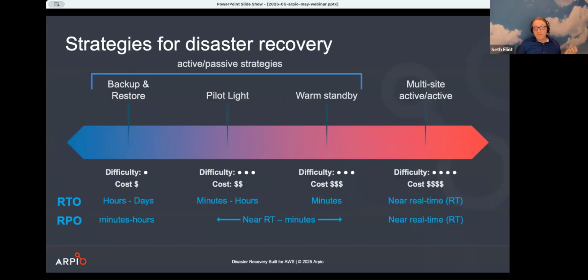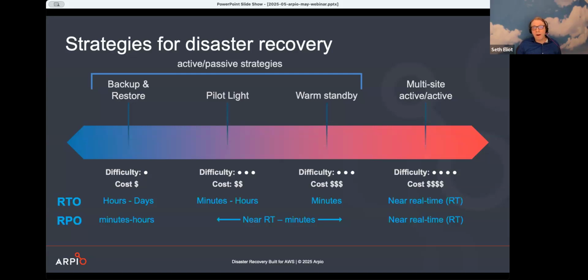Backup and restore on the far left is easy and relatively cheap, but has longer RTOs and longer RPOs, which means more downtime, more data loss. Sounds bad, but that might be a legitimate strategy for less critical workloads. All the way to the far right, multi-site active-active is the highest cost, the highest complexity, but the lowest RTO and RPO. It's a trade-off.